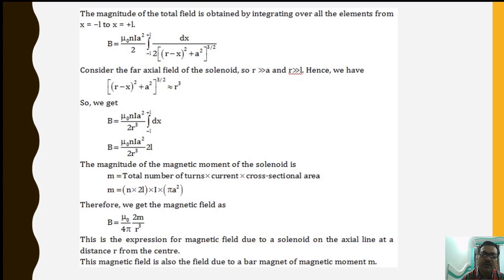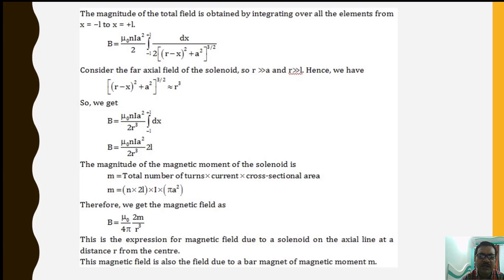Now the magnitude of the magnetic moment of the solenoid is m equal to total number of turns into current into cross-sectional area. M equal to NIA. So here n into 2L is capital N, the total number of turns, into I into pi a square. To get the pi a square, we multiply the above expression's denominator and numerator by pi.